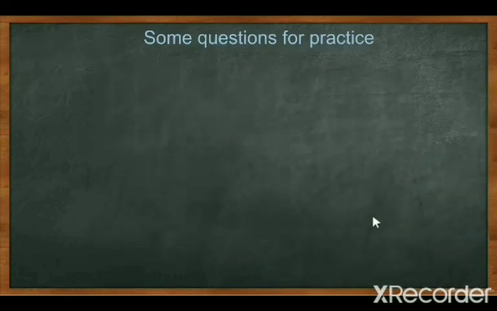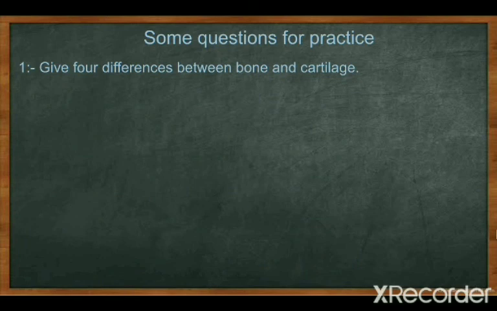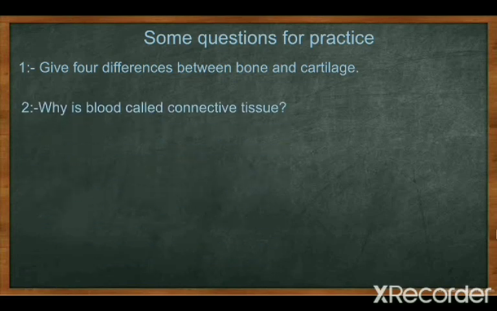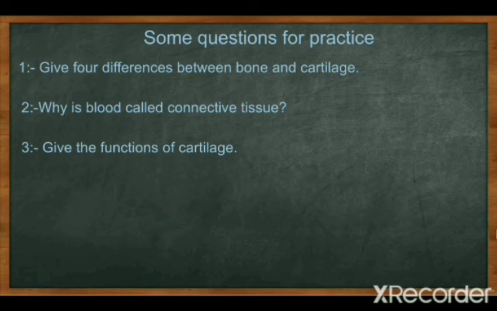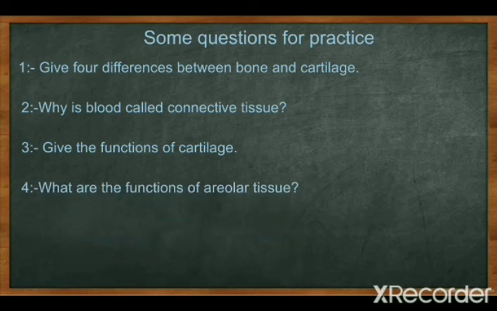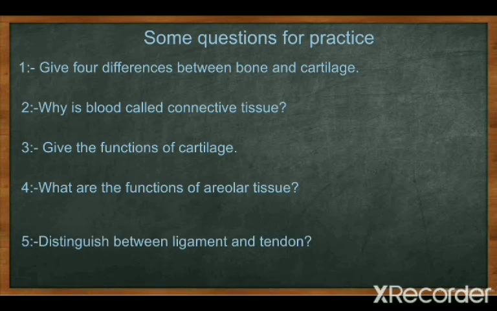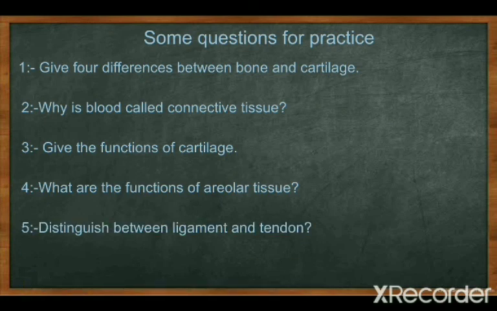Now some questions for practice. These are some questions. Number one, give 4 differences between bone and cartilage. Number 2, why is blood called connective tissue? Number 3, give the function of cartilage. There are so many functions. Number 4, what are the functions of areolar tissue? And the last one is distinguish between ligament and tendon.